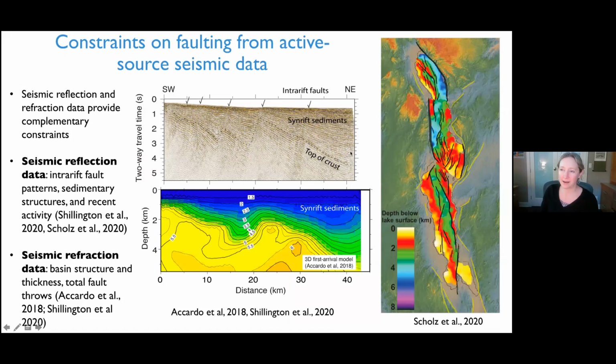All right, so I'm going to in particular focus on two types of data which provide us with complementary information on rift structure. The first are seismic reflection data, and an example of those data is shown here.